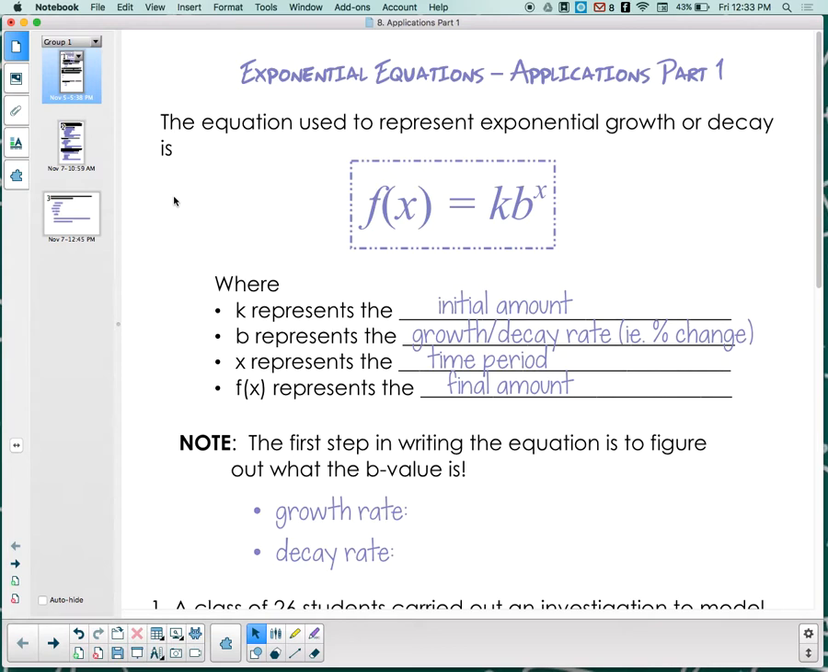All of the word problems you're going to be associated with today, you will see something is increasing by a percentage or decreasing by a percentage. The equation that you're going to use is the following. f of x is equal to k times b to the power of x. The k represents your initial amount that you're starting with. The b represents your growth or decay rate, which I will explain how we find in a minute. x represents the time period, and f of x will represent your final amount.